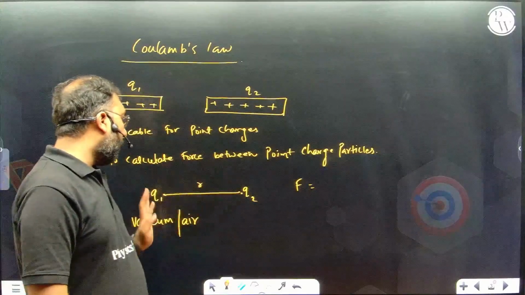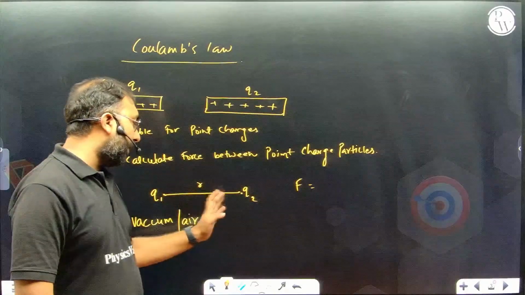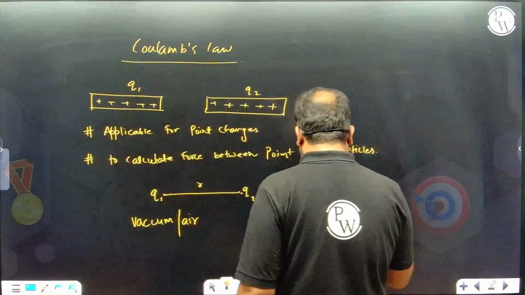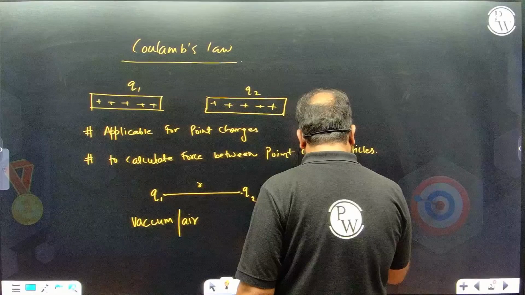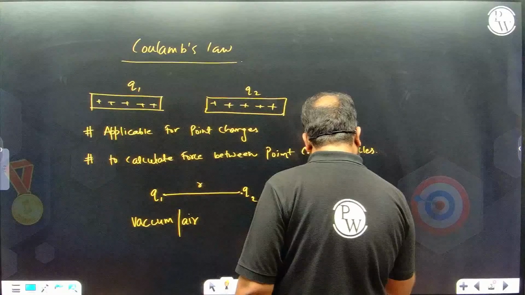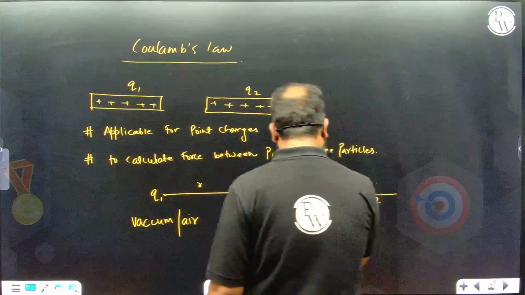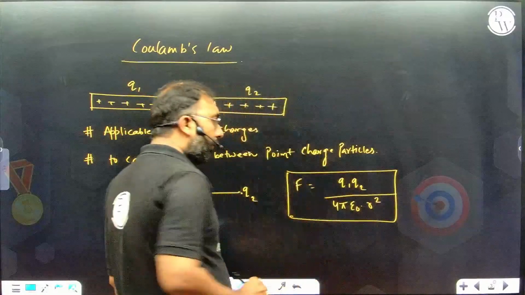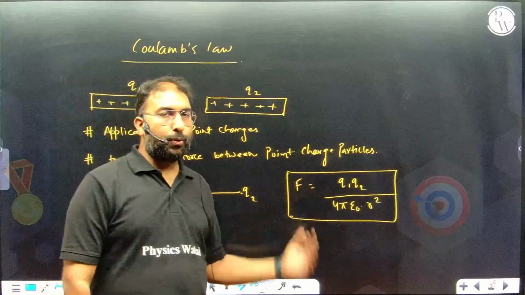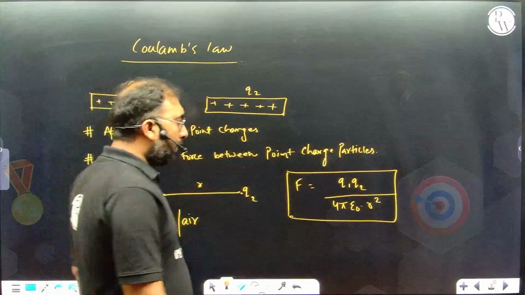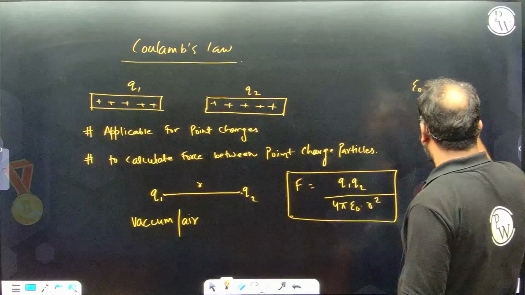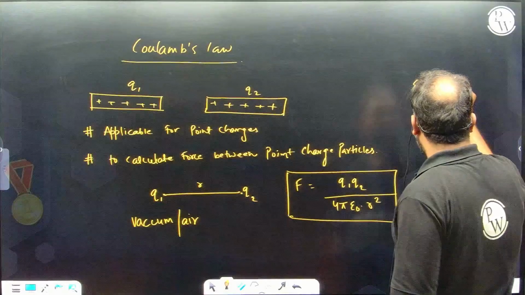So q1 and q2 are point charge particles which are separated at r distance, and the medium being vacuum or air. In this case I can write down force to be q1 q2 upon 4 pi epsilon naught into r square. This is the magnitude of the force of interaction between the two charge particles. Okay, so you can see here that I have written one quantity epsilon naught here. So you know that epsilon naught is what? This is electrical permittivity.